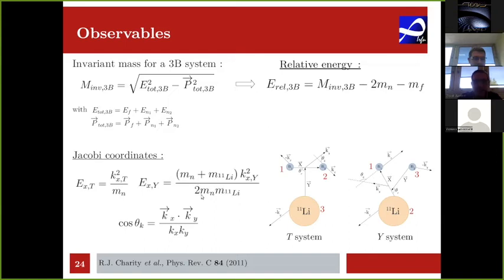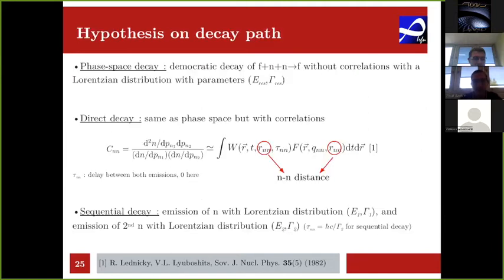I talk about decay path since the beginning, but what do I mean by that? I mean three things, three hypotheses. The first decay path that we call phase space, which is the simultaneous decay of the two neutrons without any correlations involved. And this decay follows the Lorentzian distribution with the parameter E as the center of the distribution and gamma as its width.